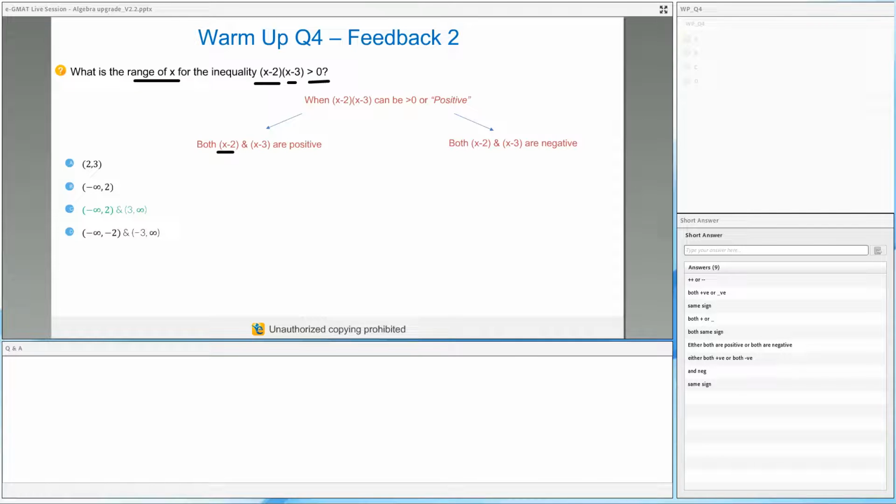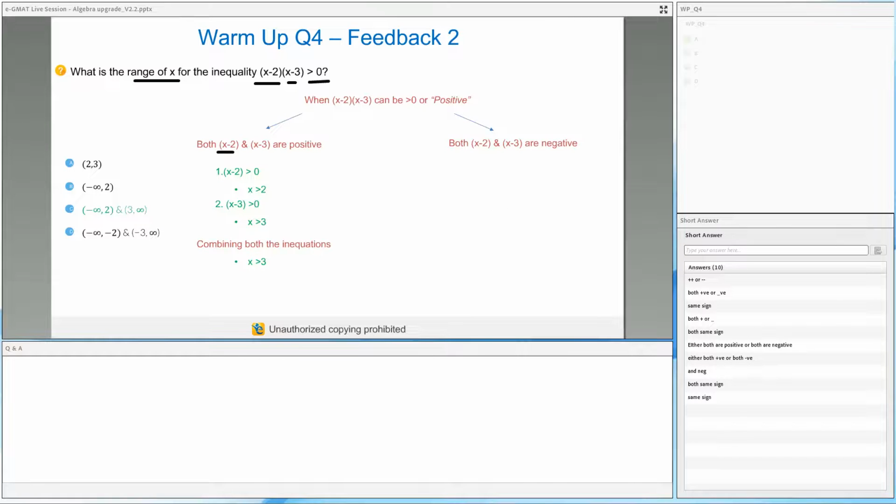One is when both of them are positive, and the other is when both of them are negative. Now when both of them are positive, I can write x minus 2 is greater than 0 and x minus 3 is greater than 0. Both of them are greater than 0 because they are positive. From this I'll get x is greater than 2 and x is greater than 3. So obviously I need to combine both these, and from this I can say that x is greater than 3.